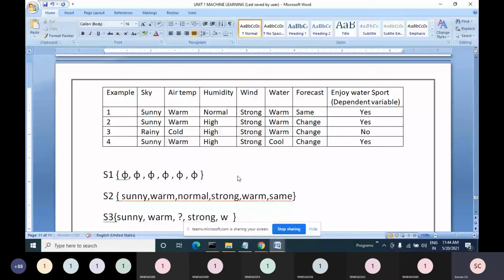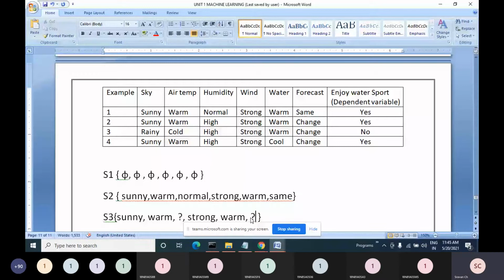Now see here. What is the sixth parameter value? Change. Forecast is changing, so change. But what is the value here in my most specific hypothesis? Same. Means there is a mismatch. When there is a mismatch, I'll write question mark. So friends, this is my latest most specific hypothesis.